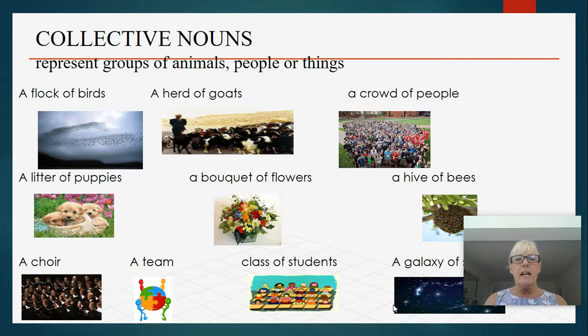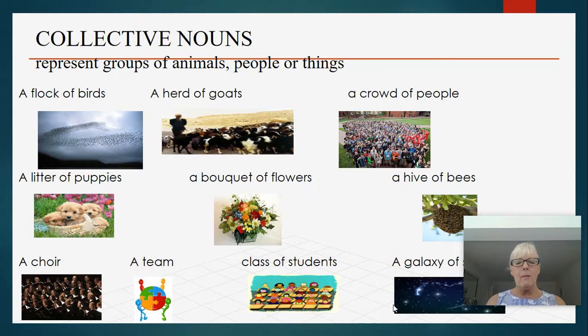Then collective nouns. Collective nouns are things that represent groups. So groups of animals or people or things. I've just put a few of them down here for you, but there are hundreds of them. And it's well worth actually learning a few of them. So a flock of birds, for example, or a herd of goats, a crowd of people, a litter of puppies, a class of students, a galaxy of stars. All of those things classify what type of collective noun these things are.